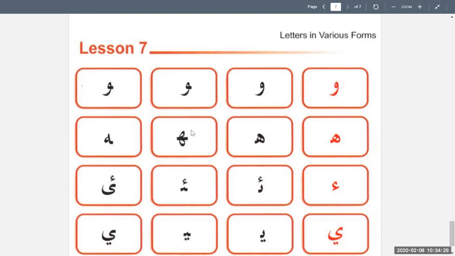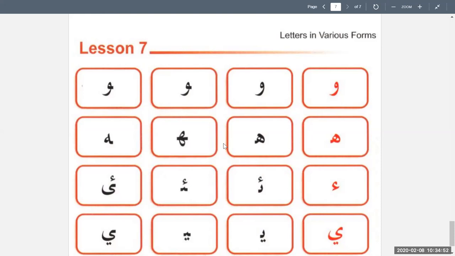In the middle of a word, it connects to what precedes it. Then you go up and you make a butterfly wing. You go down and you make another butterfly wing, and then it connects. The letter ha in the middle of a word: it connects, make a butterfly wing on top, a butterfly wing on the bottom, and then connect to what follows it.